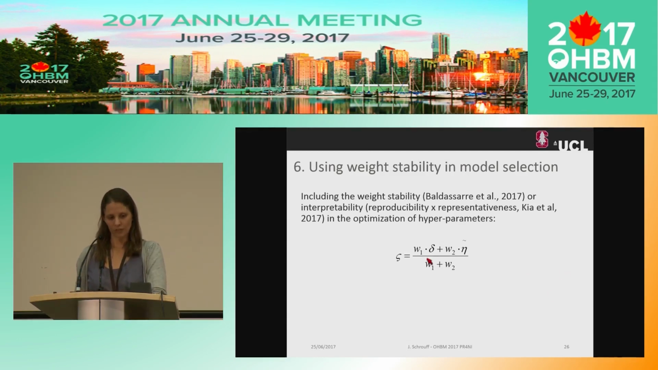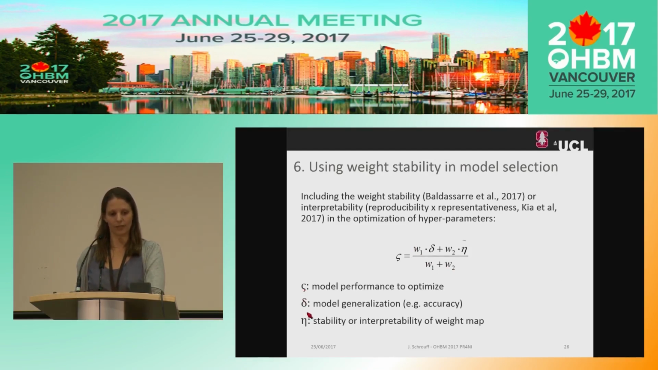And so, yeah, I'm sorry, this is a W. This is based on the definition in that paper. But it's just a contribution of, if you take delta as the model generalization, so just the accuracy, and eta is the stability or the instability of the weight map, then you just take a linear combination of the two, and that's what you optimize, and not only model generalization.